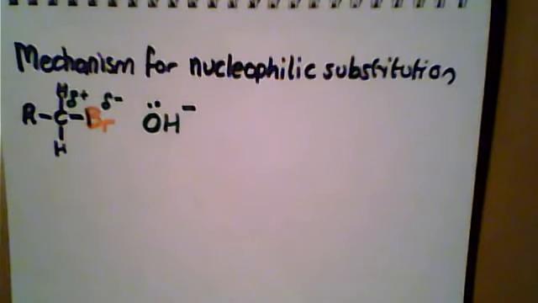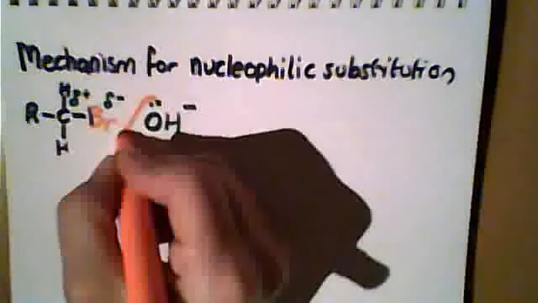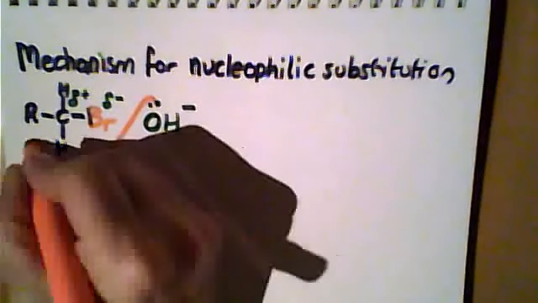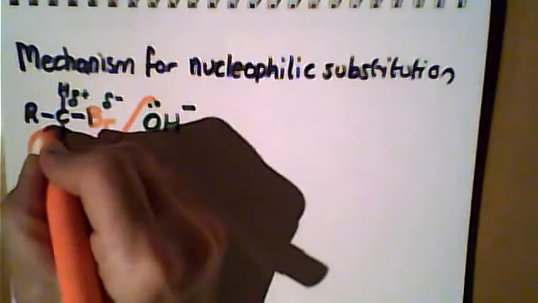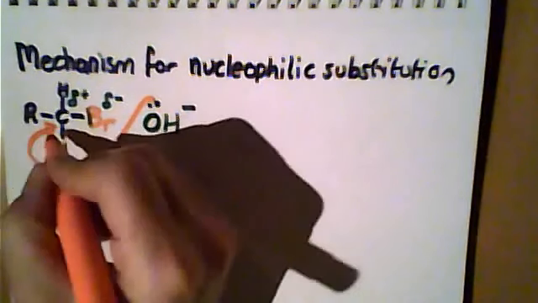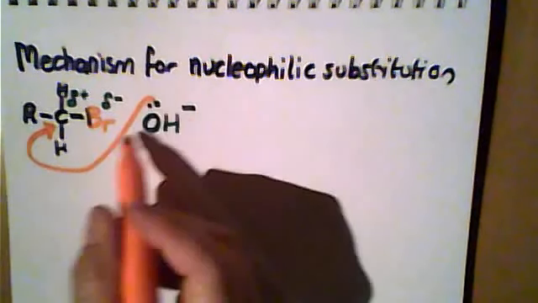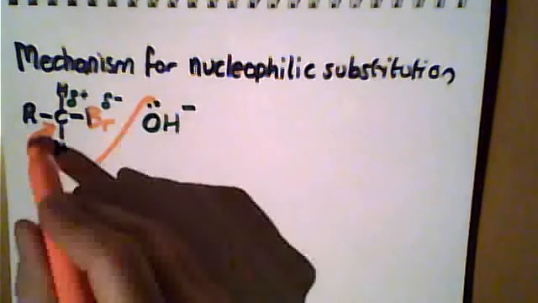We represent the attack on the carbon atom with a curly arrow showing the pair of electrons from the nucleophile moving onto the electron deficient carbon to form a new bond.